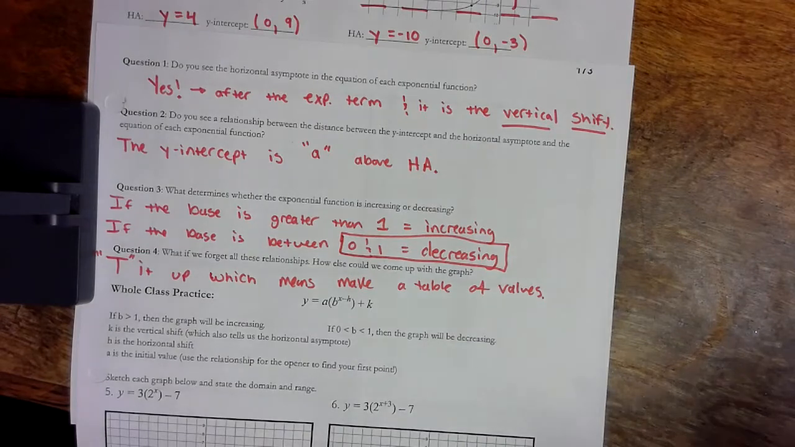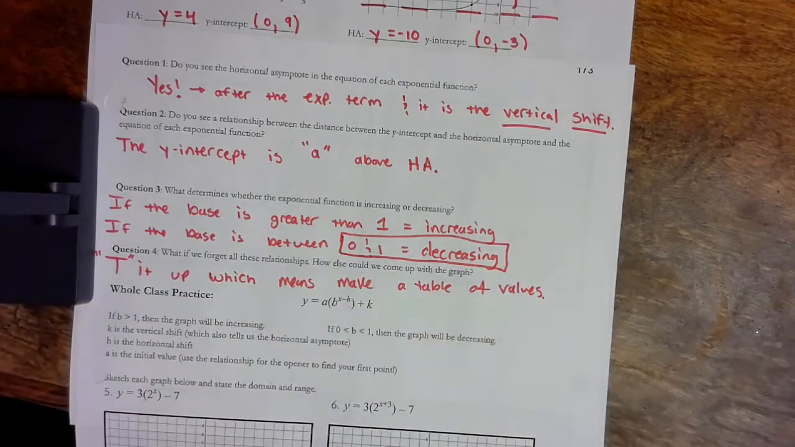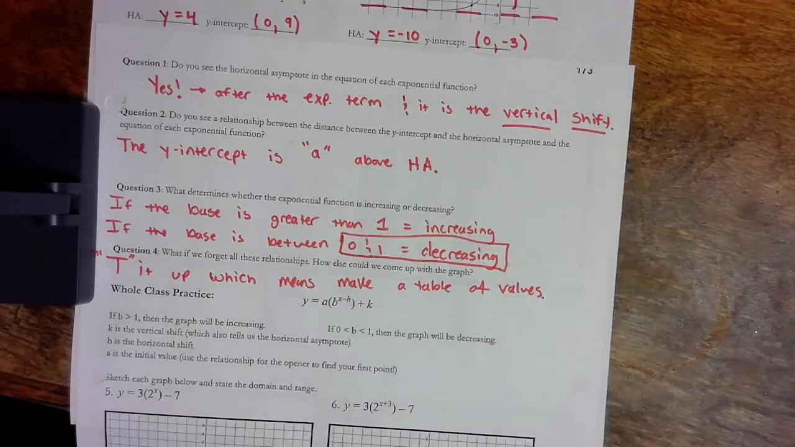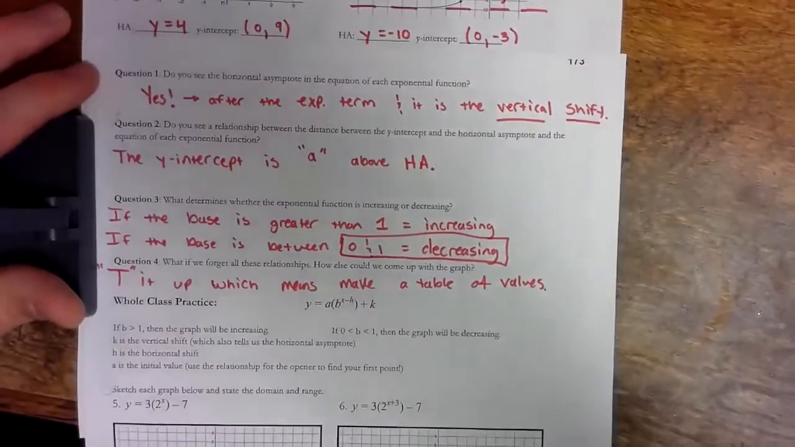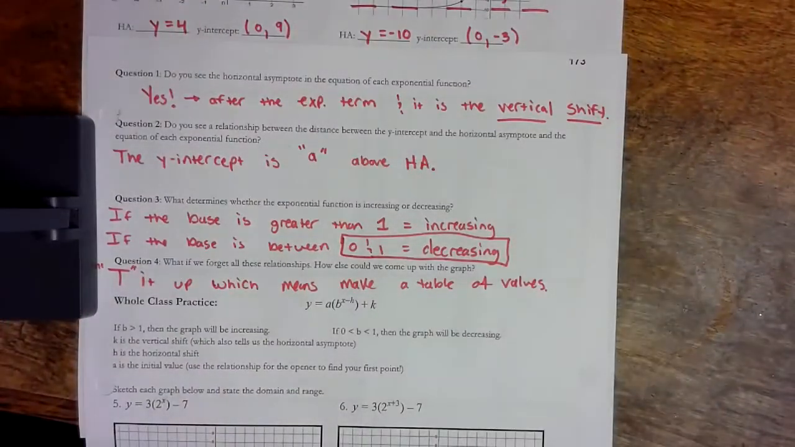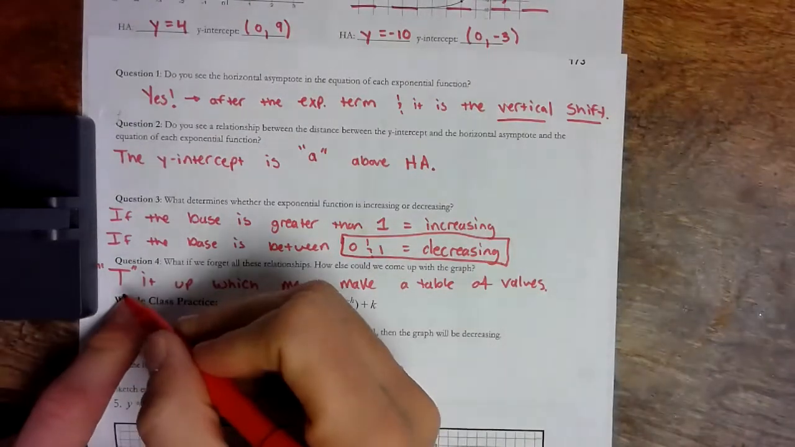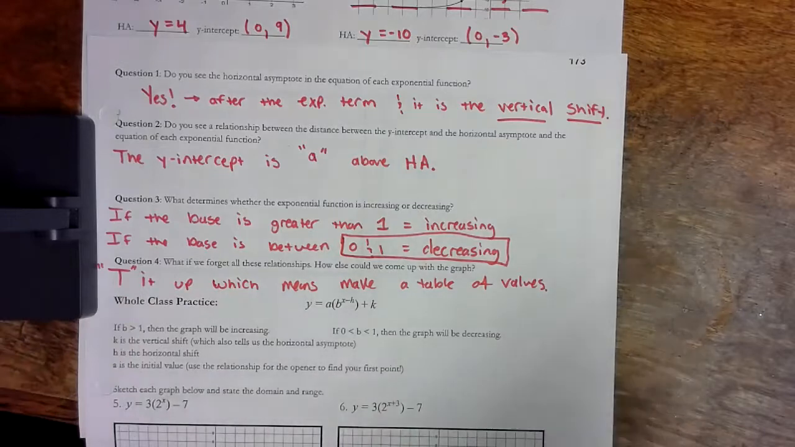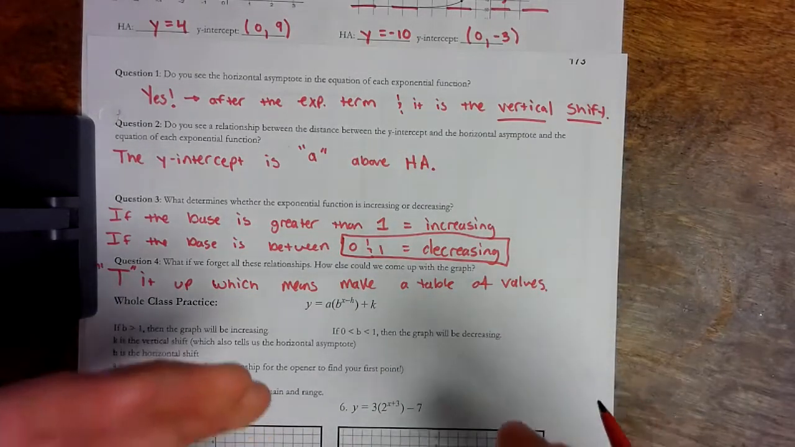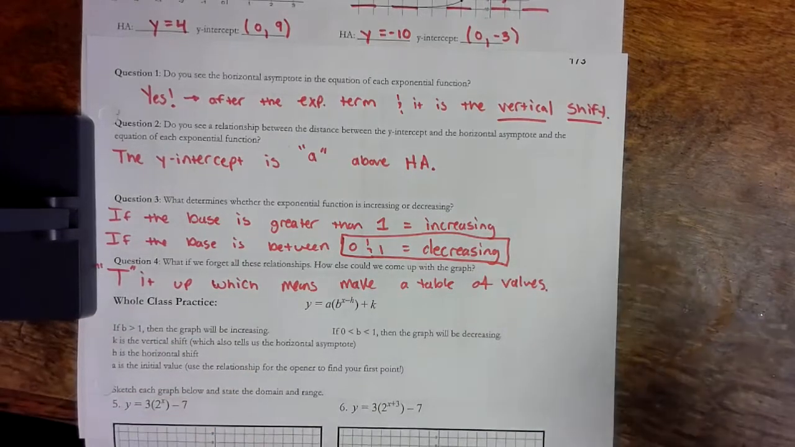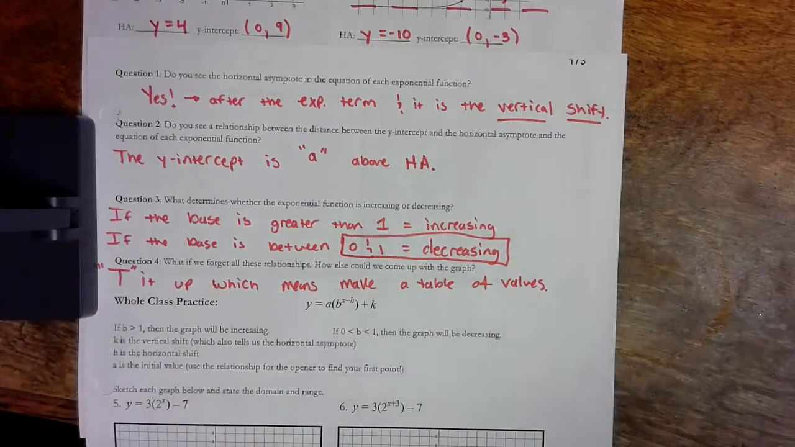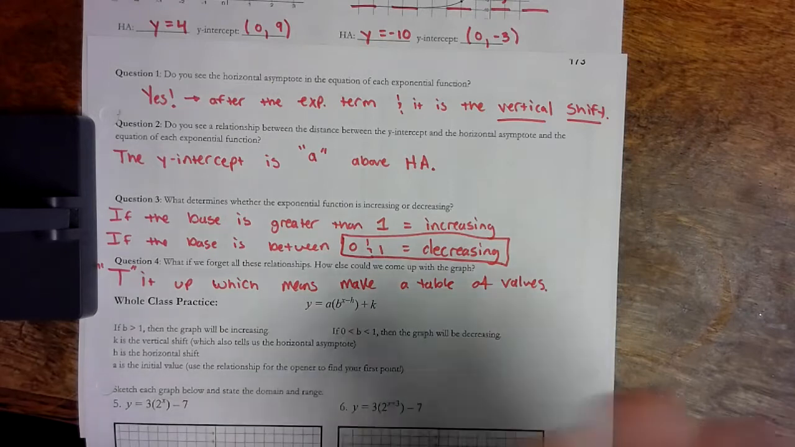All right, now the last thing is, what if we forget all these relationships? What if we have no idea or don't remember how I graphed exponential equations in Algebra 1 or how we did it with mother functions? Well, you can always do what we might call tee it up, which means just to make a table of values. You put together some x's that you want to plug into your equation, plug them in and see what you get for y, and just plot points and connect them. You can do that for any function.